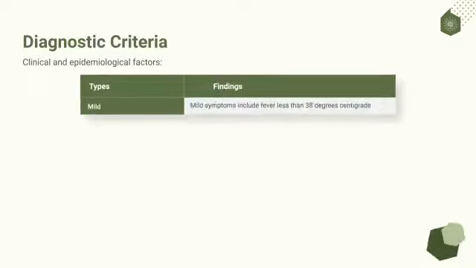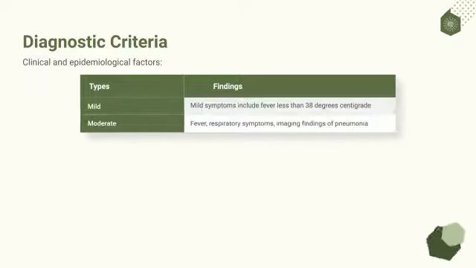Let's understand the diagnostic criteria for COVID-19. According to the CDC, diagnosis should be based on clinical and epidemiological factors. The clinical criteria for confirming the diagnosis of the severity of coronavirus is broadly categorized into 4 types: mild, moderate, severe, and critical. For the mild type, the symptoms include fever less than 38 degrees centigrade. In case of moderate type, the patient may be presented with fever, respiratory symptoms, and imaging findings of pneumonia.